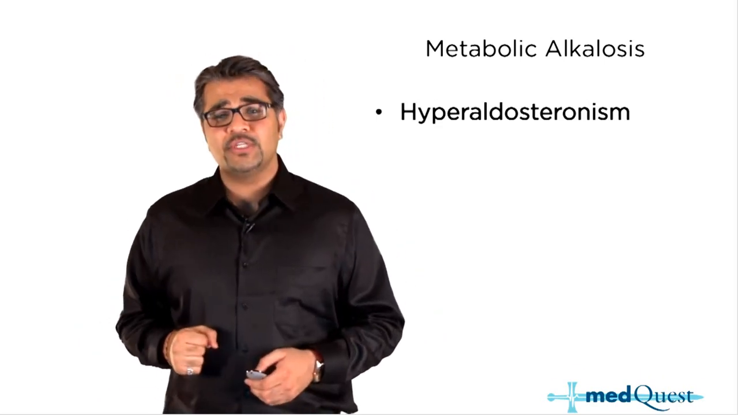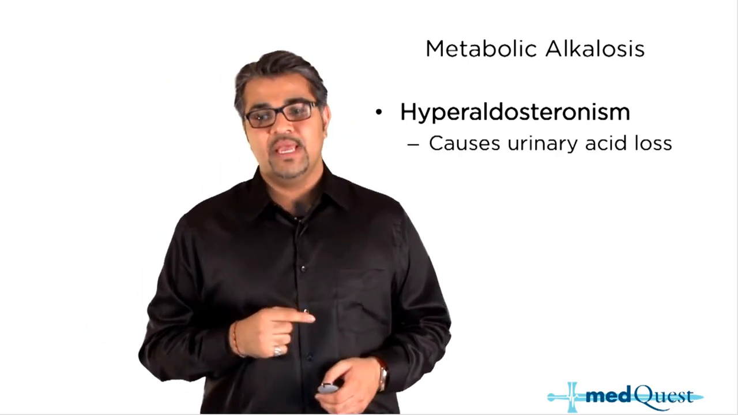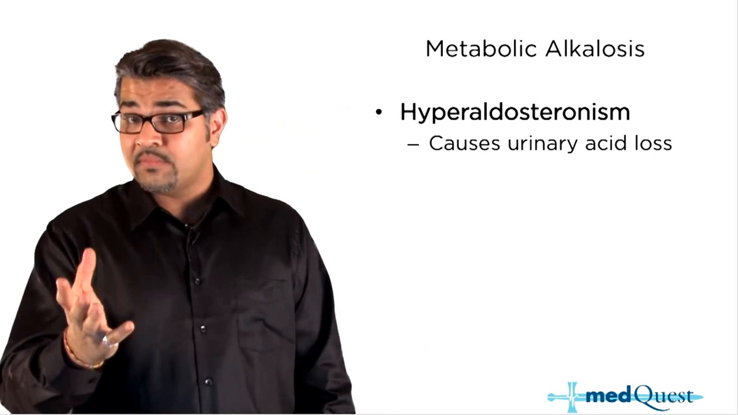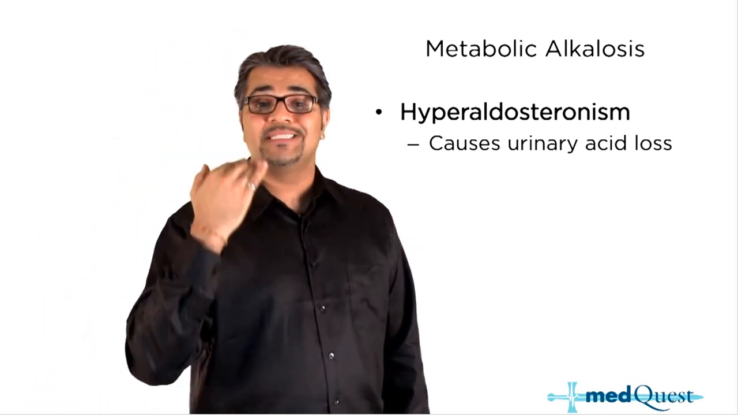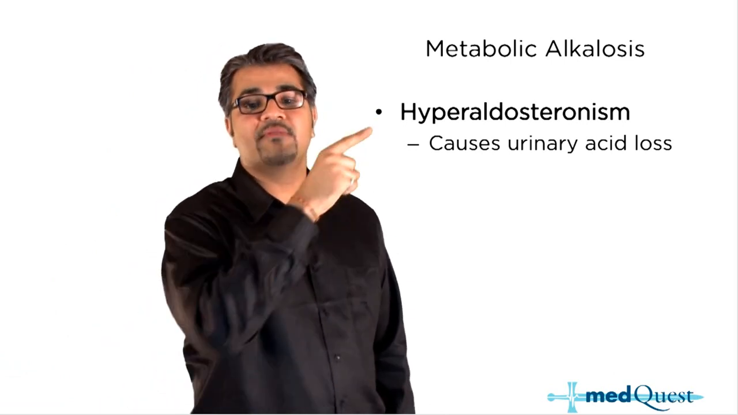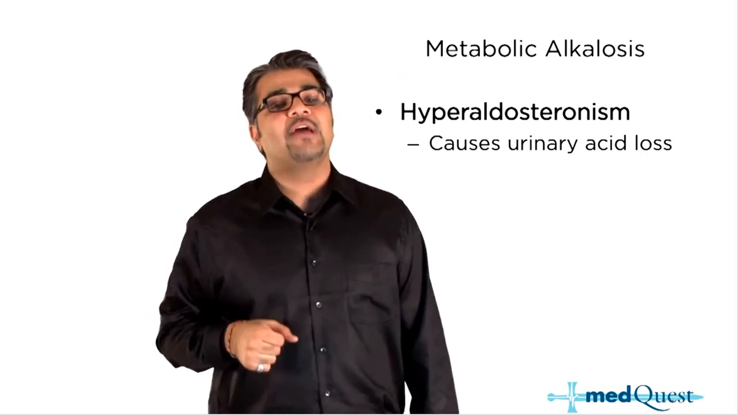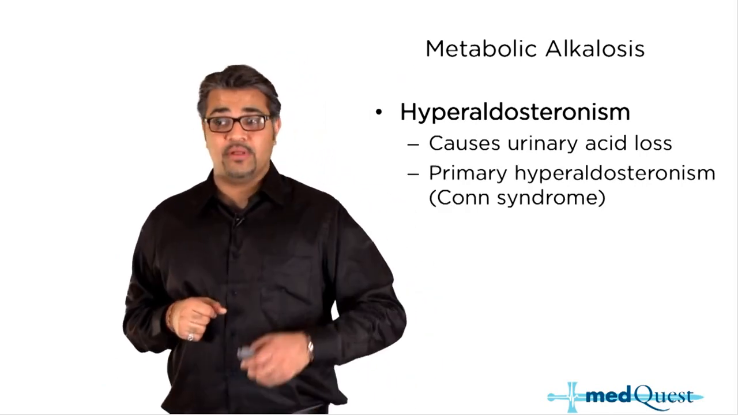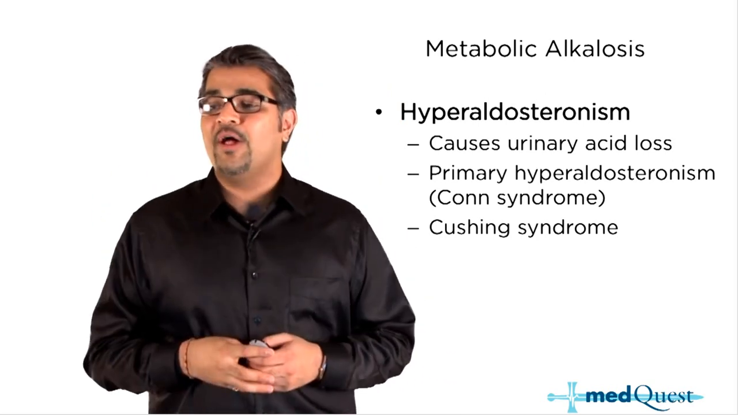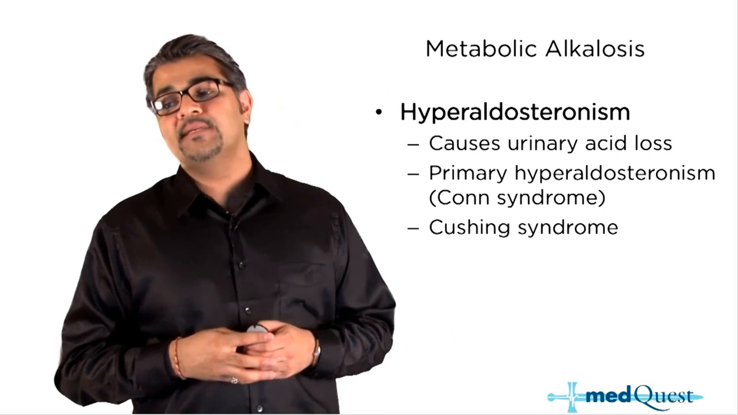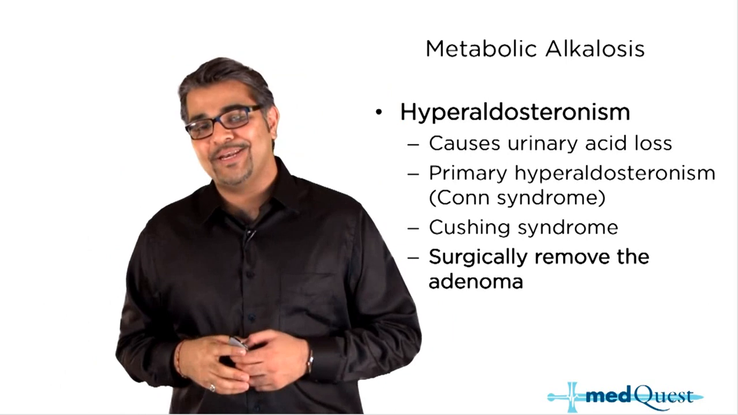Some other associations with metabolic alkalosis you must know. Hyperaldosteronism causes urinary acid loss. Remember, I told you, aldosterone causes you to hold on to sodium and spit out potassium and hydrogens. But if you have too much of that, you're going to lose too much hydrogen, like in Conn syndrome, and you're going to have a metabolic alkalosis. Primary hyperaldosteronism or Conn syndrome. Cushing syndrome is another form in which you're going to have hyperaldosteronism. And lastly, you have to surgically remove the adenoma that's causing that.